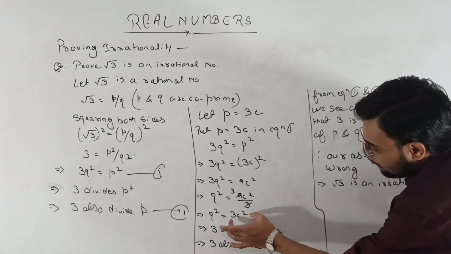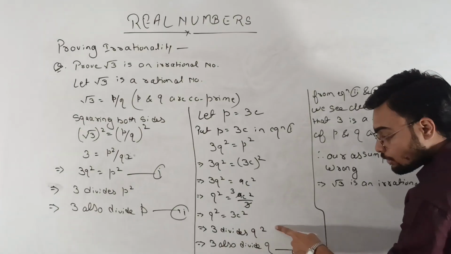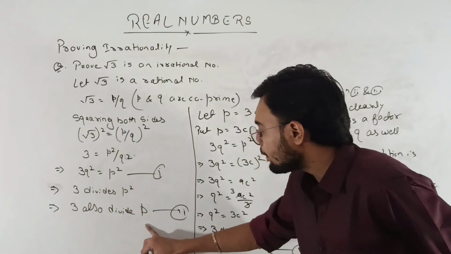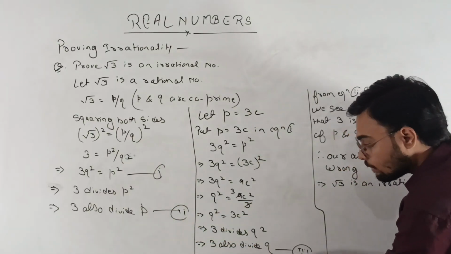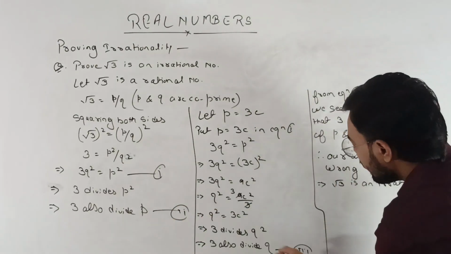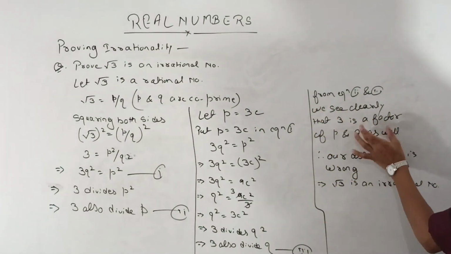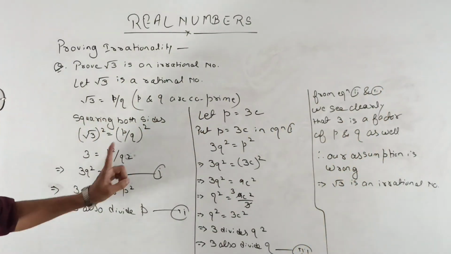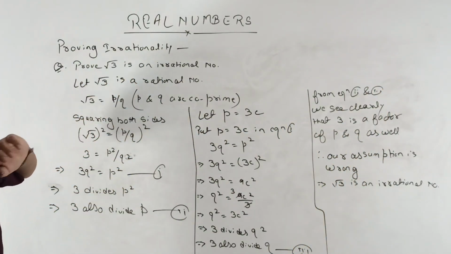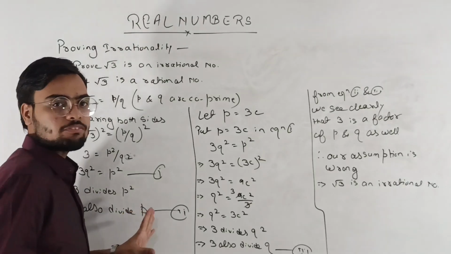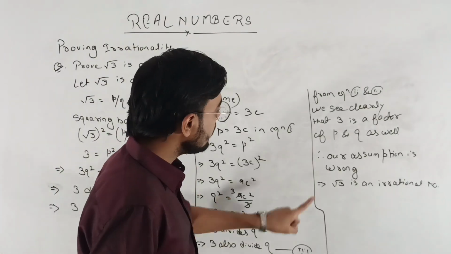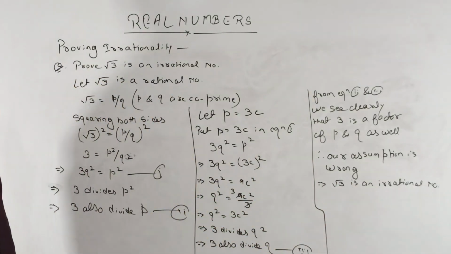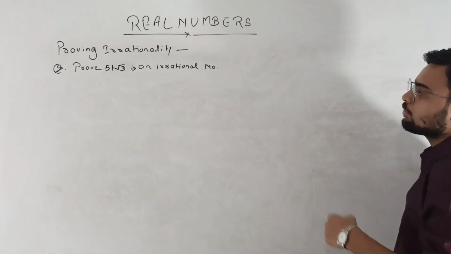Now look, from here I add 3 divides q square, and when 3 divides q square, then 3 also divides q. And from 2 and 3, look, if 3 divides p, then 3 is a factor of p, and 3 also divides q, then 3 is also a factor of q. Then from 2 and 3, we see clearly that 3 is a factor of both p and q. Therefore our assumption is wrong. Which assumption? We assumed that p and q have only factor 1. But from equation 2 and 3, we see that 3 is also a factor of p and q. That's why our assumption is wrong. Therefore root 3 is an irrational number. Understood? Now let's move towards our next question.